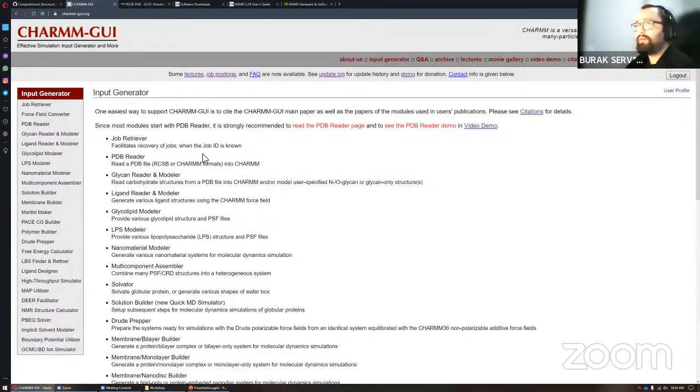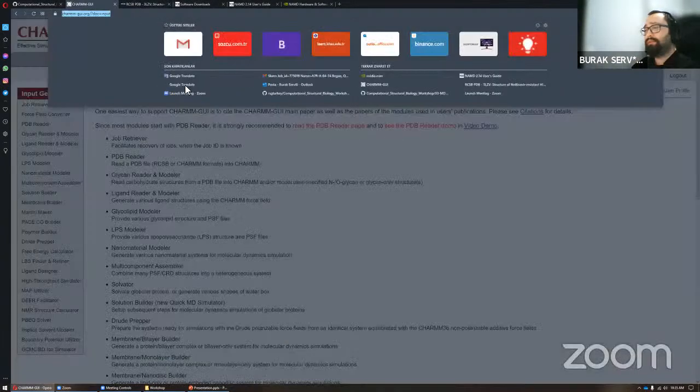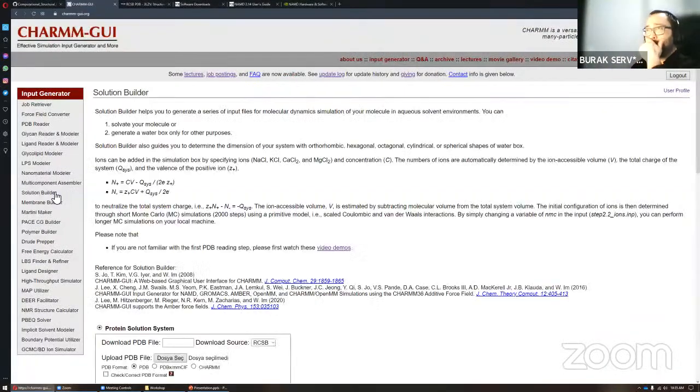We have a lot of options for this part. For example, you can use the PDB Reader to read your PDB file, and the Ligand Reader. But for today, we're going to continue with Solution Builder. If you have a membrane protein, you can use Membrane Builder, but that part is more advanced for today. By the way, you can open CHARMM-GUI with me and follow my steps.